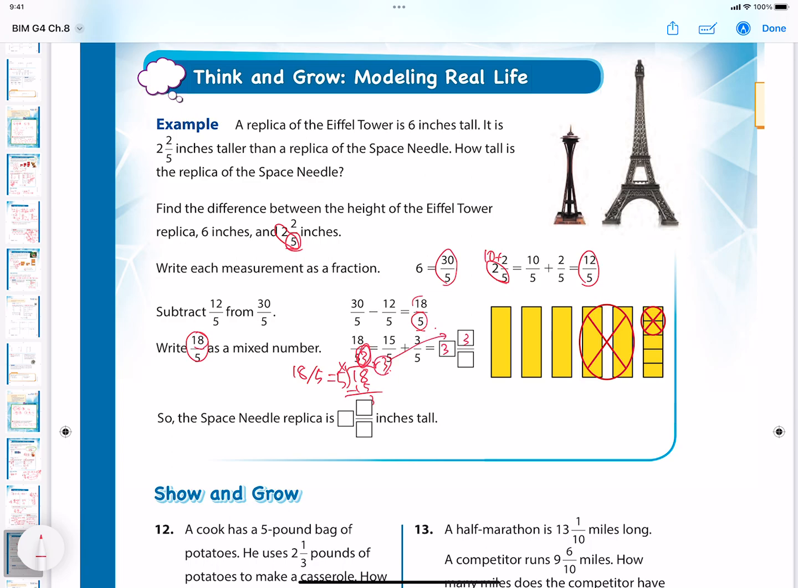That means 3 is our whole number in the mixed number, and the remainder 3 goes on top. The divisor 5 is the denominator. So it's 3 and 3 over 5. Alright, that's it. So the Space Needle replica is 3 and 3/5 inches tall.